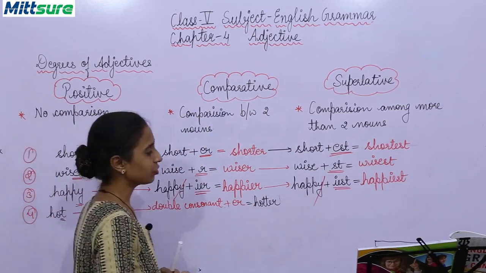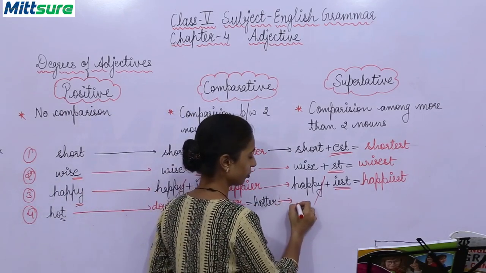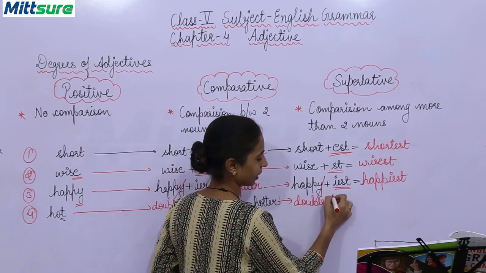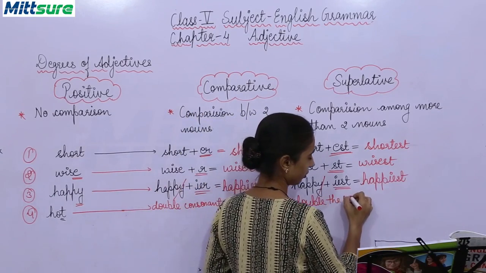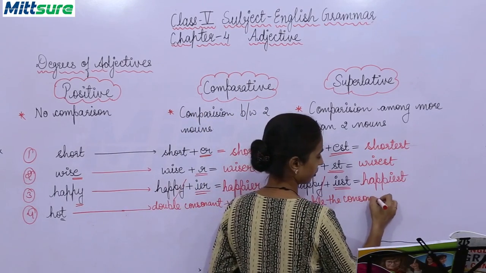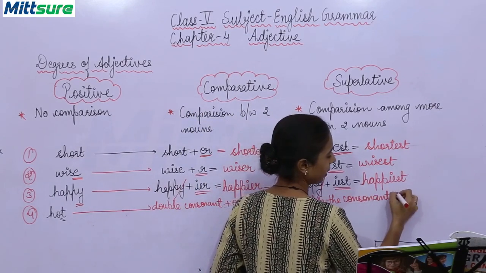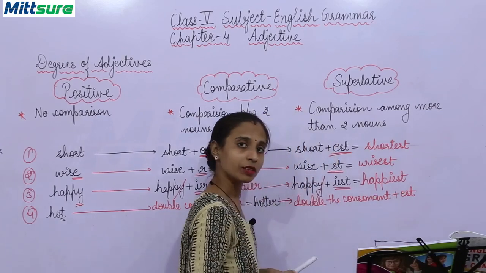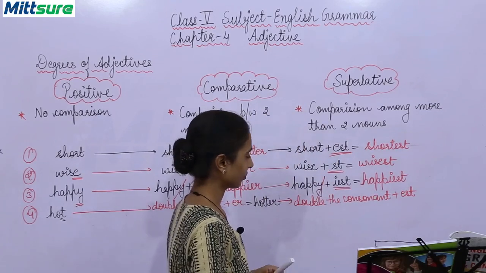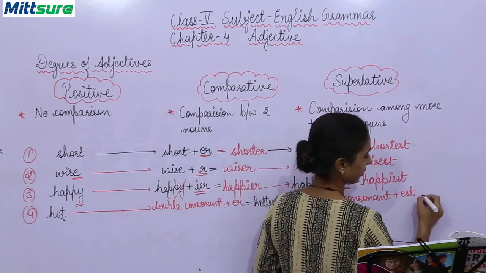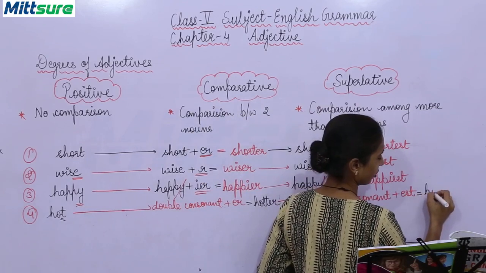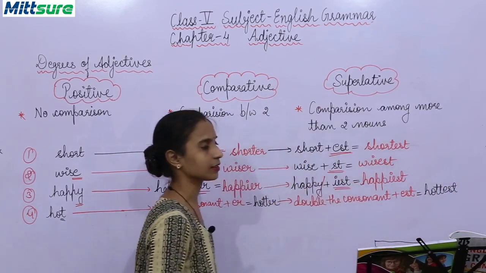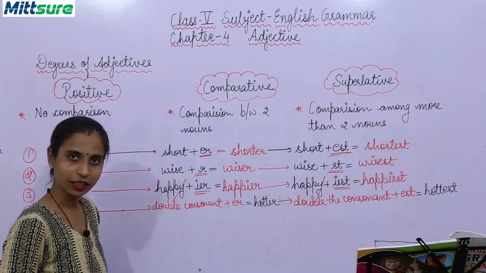Fine. And in the superlative degree, what are we going to do? Again, double the consonant and add EST. What are we going to get? Which word? Hottest. Double T, EST. Hottest. I hope this is clear to you.